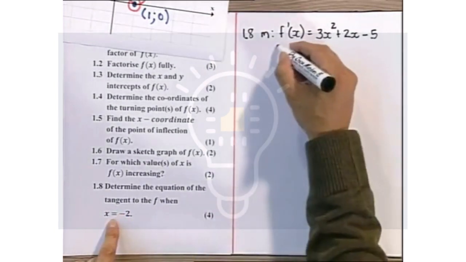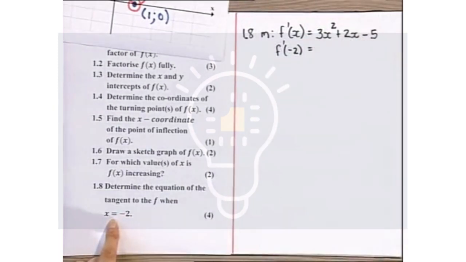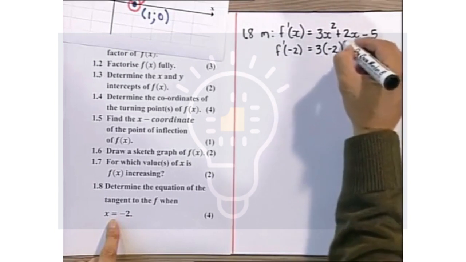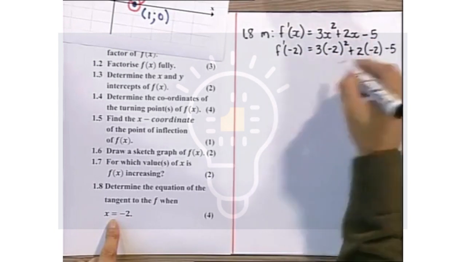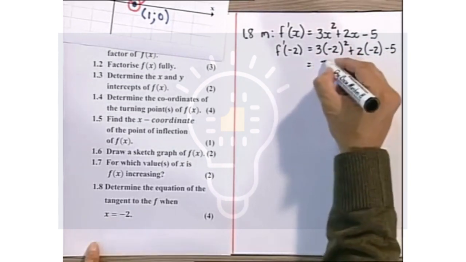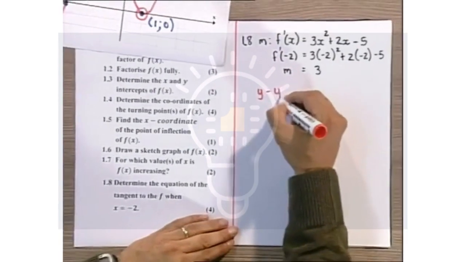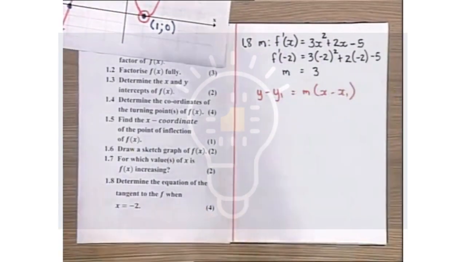So then you substitute the negative 2 in place of that. That means wherever I see x, I substitute negative 2 in there. And that will give you, therefore, 3. What does that mean? Your gradient is 3. Now from there, remember there are two ways: y minus y1 equals m times x minus x1, because a tangent is a line.